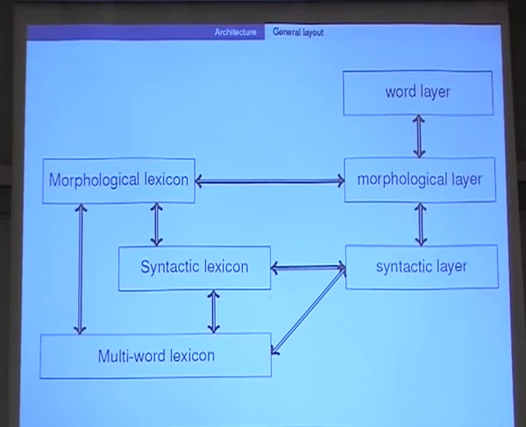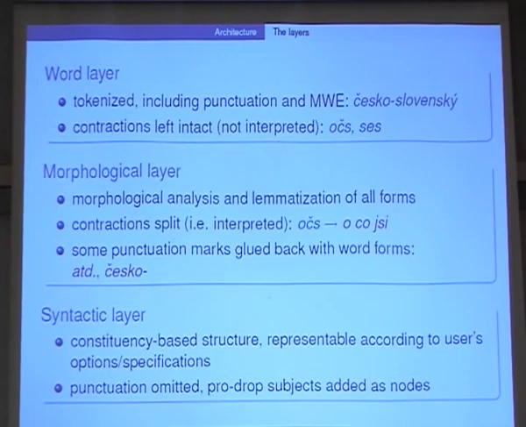Again, lexicons are also connected to layers, and then there are two kinds of elements. As to the word layer, we work with tokenized elements which include punctuation and multi-word expressions. I'm very, very sorry for the mistake which is there. Československý should be split into two or three parts. Yeah? Česko-slovenský on this level. Here contractions, such as oč, ses, viděls, are left intact. They are not interpreted. They are interpreted on the next level.